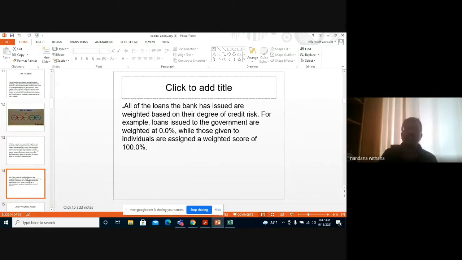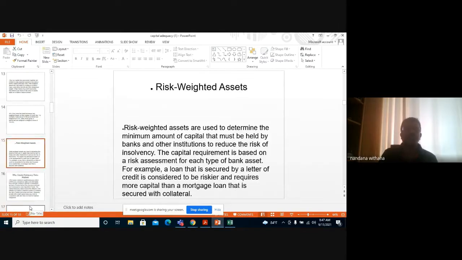And these degrees, based on that, you can make them 0% risk to 100% risk. Now, risk-weighted assets are used to determine the minimum amount of capital that must be held by banks and other institutions to reduce the risk of insolvency. The capital requirement is based on a risk assessment of each type of bank asset. For example, a loan that is secured by a letter of credit is considered to be riskier and requires more capital than a mortgage loan that is secured with a collateral. If you have given a loan without collateral, definitely that is riskier than an asset given with the collateral.